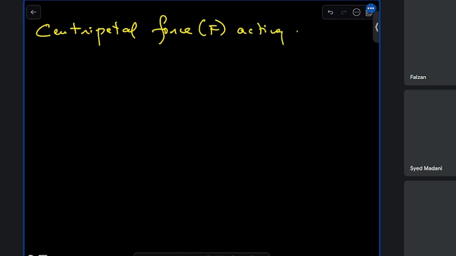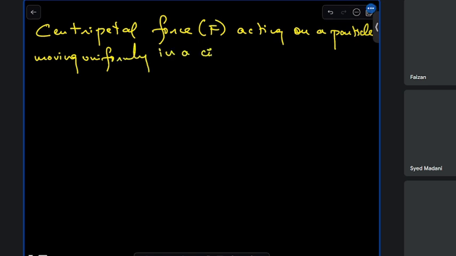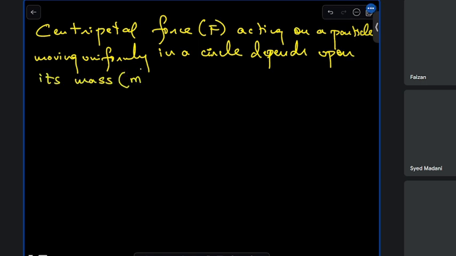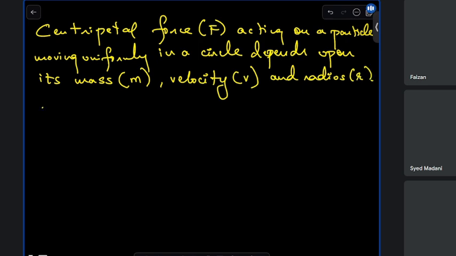The centripetal force F acting on a particle moving uniformly in a circle depends upon its mass m, velocity v and radius r. Derive the equation. Let's start.